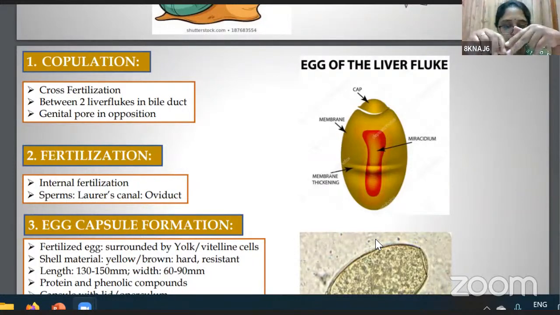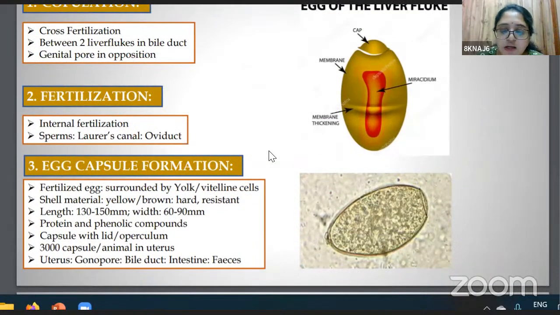fertilization occurs internally. Then the fertilized eggs receive the yolk cells from the vitelline glands. They get enclosed in the chitinous shell that is formed by the granules in the yolk cells. Now, the shell hardens, becomes brownish yellow in color, and it has an operculum at one end. Now, the shelled eggs are called capsules. They pass into the uterus where the development starts.